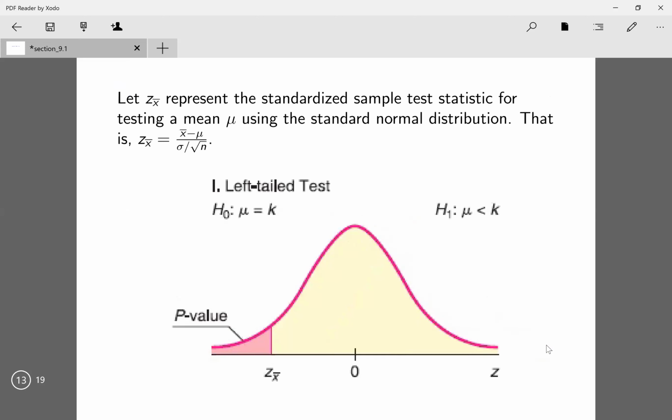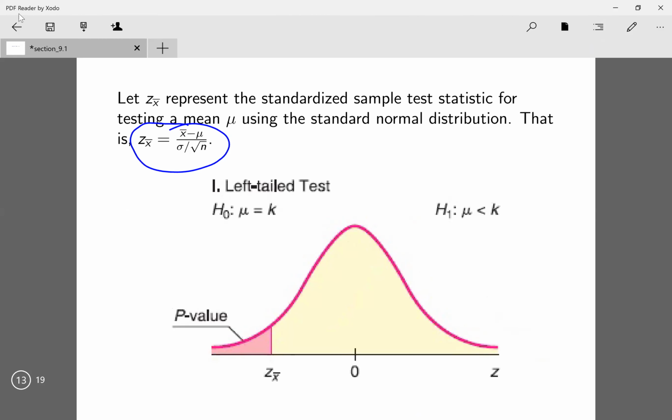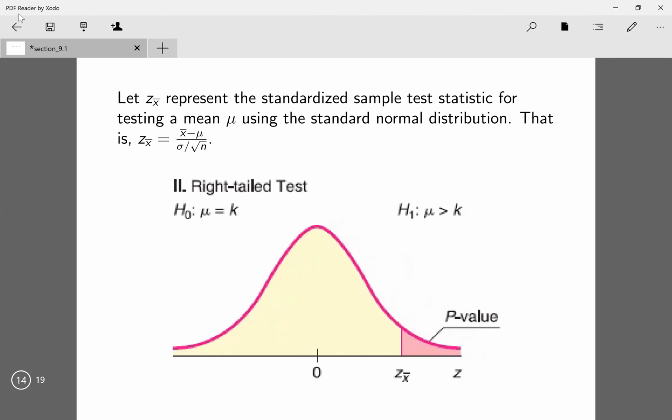So for a left tail test, you're going to calculate the z-score just like we did today. This one is just like the one we did. We calculated this z-score, and we calculate the left tail area. That's why it's called a left tail test. And that's what our p-value is. It's that left tail area. Similarly, a right tail test has the following null and alternate hypotheses, and the p-value will be a right tail area.